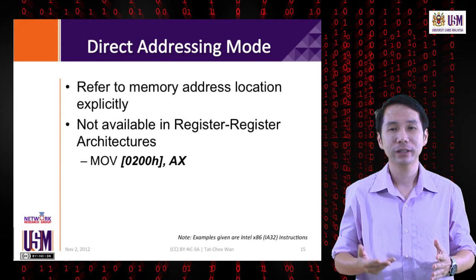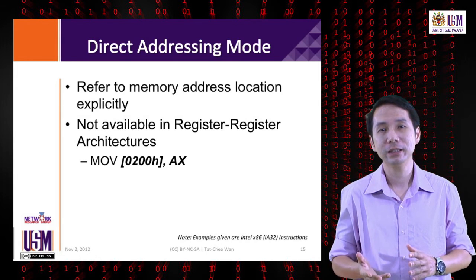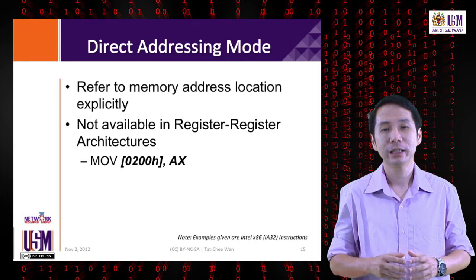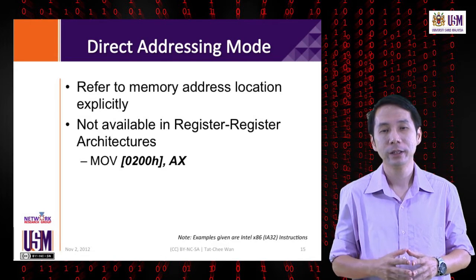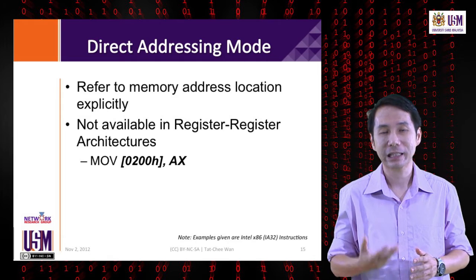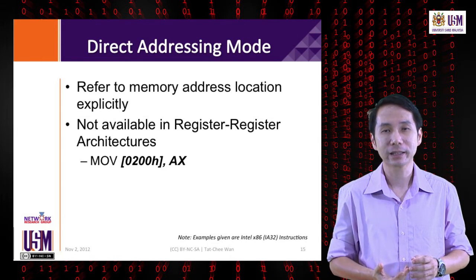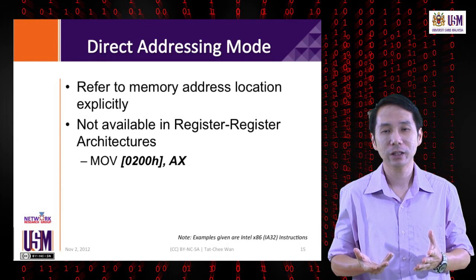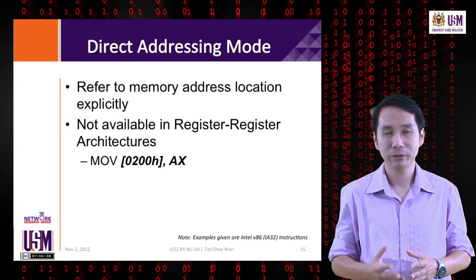The next type of instruction operands are the direct addressing mode operands. This refers to memory address locations explicitly as part of the operand of these instructions. Now this is not normally available in register-to-register architectures such as RISC processors. In this type of instruction, we have the address of a memory location specified as part of the operands. An example here is the move instruction, which copies the value in register AX into the memory location given by 200 hex, and we represent the direct addressing mode address using square brackets to represent a memory address.